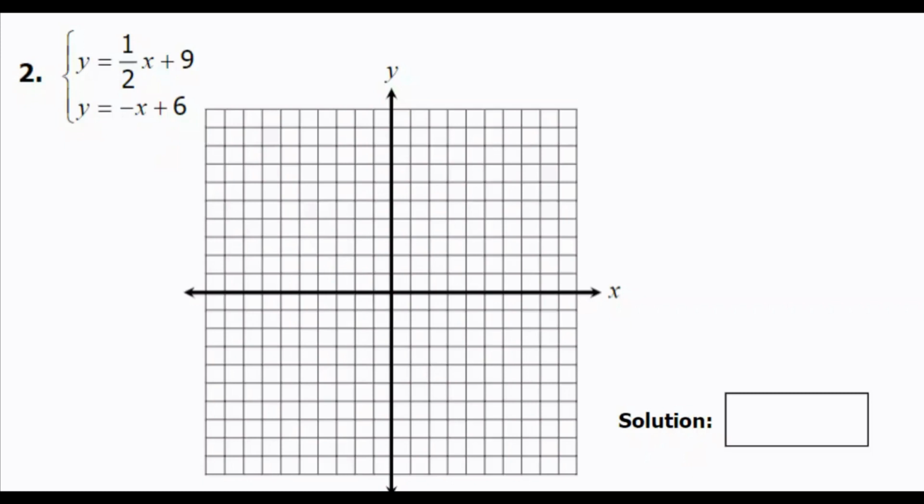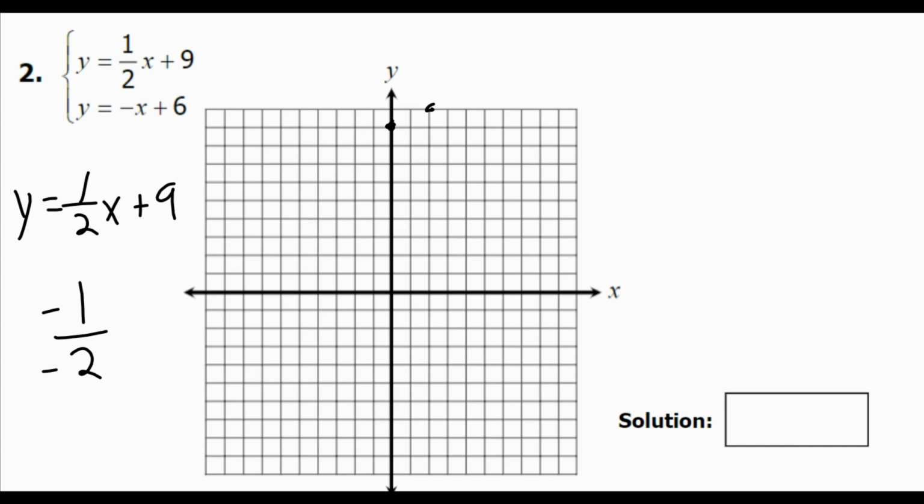Now looking at number 2, I have y equals 1 half x plus 9 and y equals negative x plus 6. So again, I'm going to graph these. Let's start with y equals 1 half x plus 9. I always want to start with my y-intercept. So I'm going to plot my point at 9. And then my slope is 1 half. So I'm going to go up 1, right 2. Notice I can't go any more. So I need to go down 1 and left 2, because I could make 1 half negative 1 over negative 2, because a negative divided by a negative is still a positive.